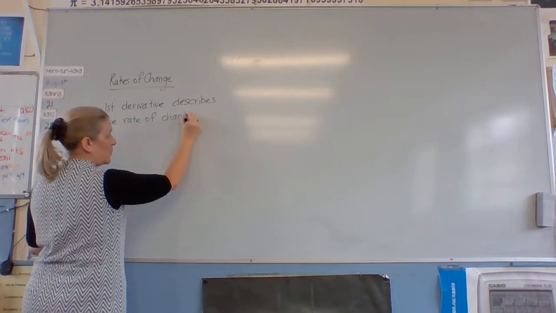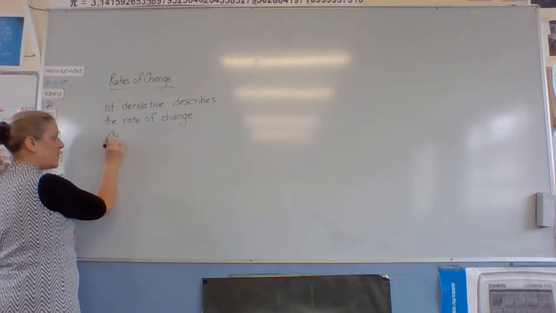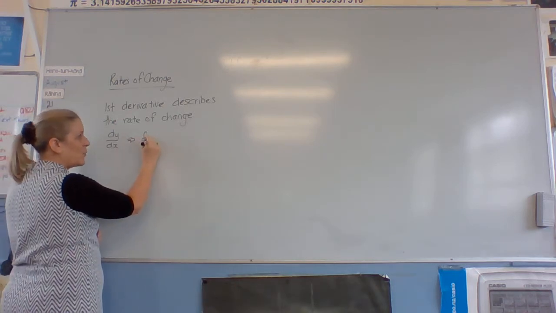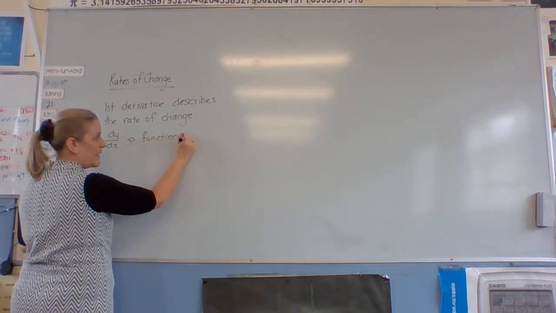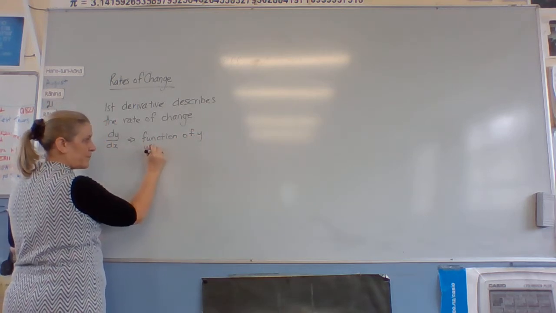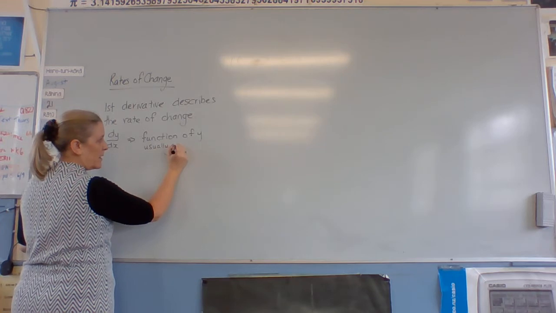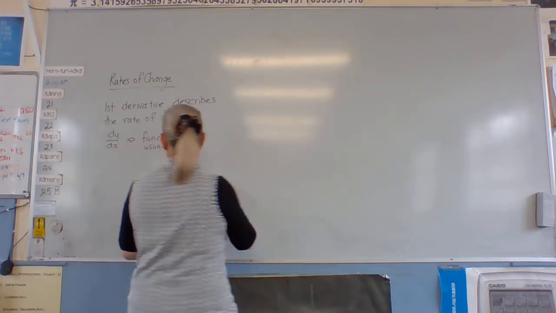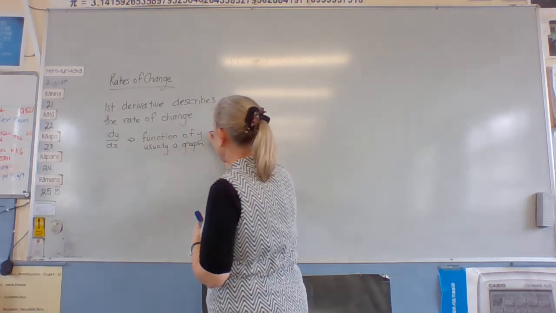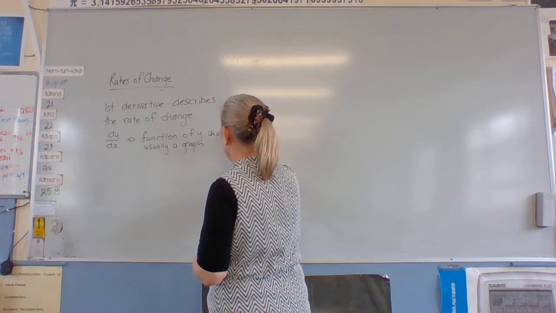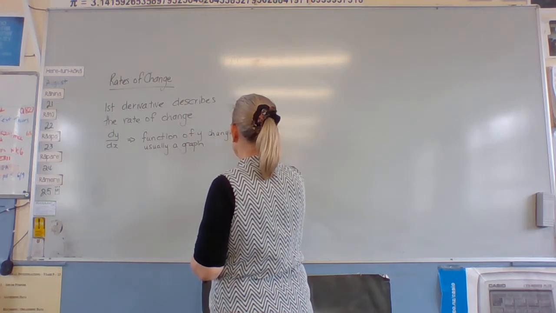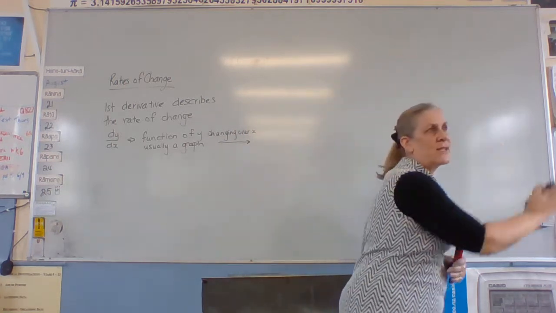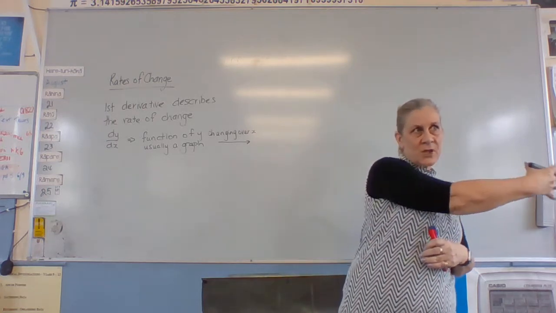So a couple of examples, we've got dy by dx. This is basically talking about the function of y, usually related to a graph. Not always though, it can be a function without a graph. So the rate, the function of y changing over x. So that's as we go across the graph, what is happening. It's going up, it's going down, it's going somewhere else. So that's the rate of change, all right?